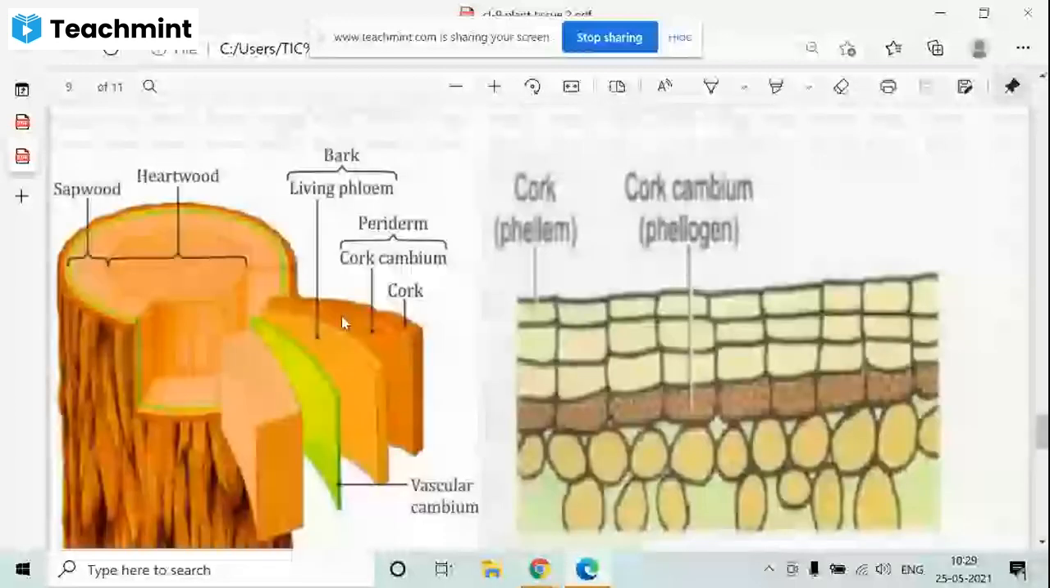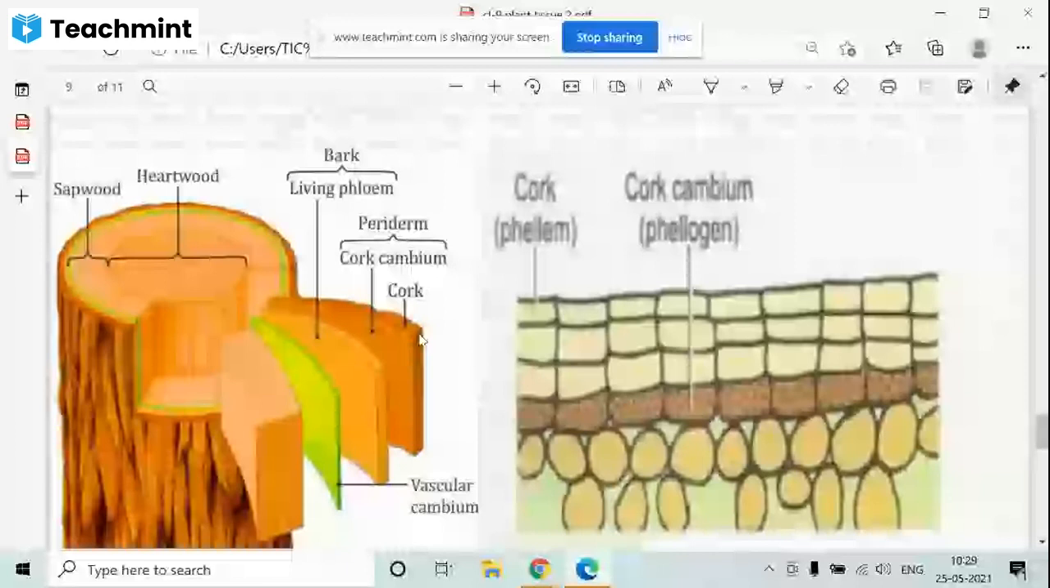Okay. Now cork cell, you know. So this is the wood. Got it? This is the outer. See the diagram. This is the outer part. This part, red part, the outer part, cork cell. The epidermal part has developed into cork cell.